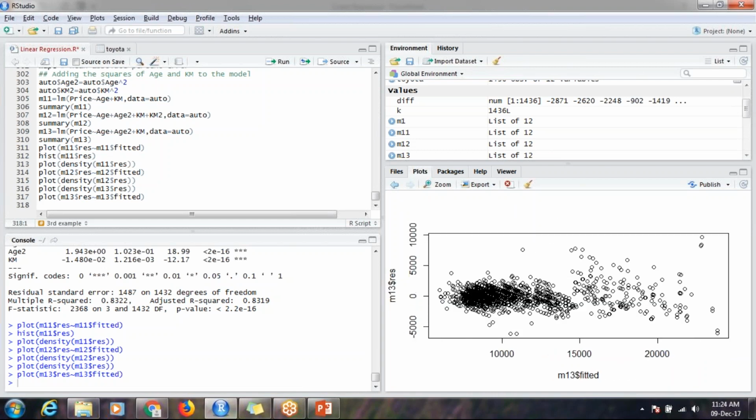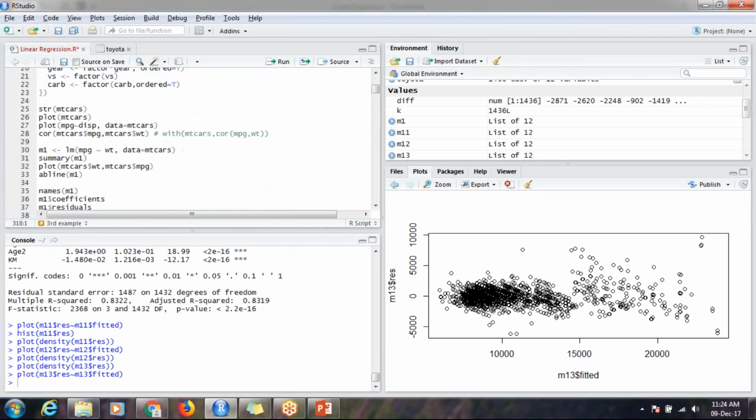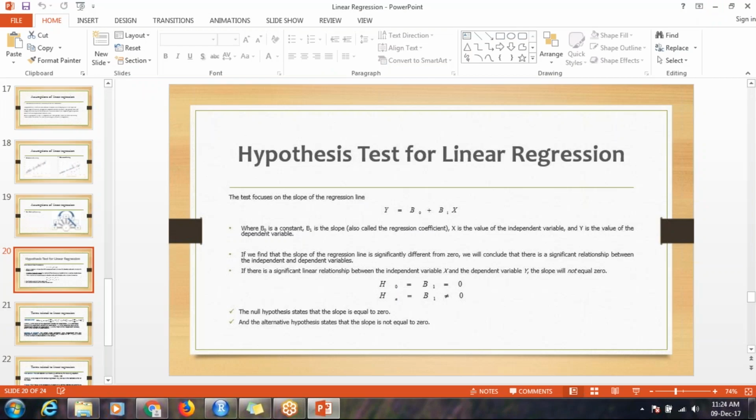A good residual versus fitted plot would be that all the points are spread out randomly, not evenly, randomly. So that is the best graph that you will get for a residual versus fitted. And that actually explains that there is no bias in the model. So this was one of the case studies. Let us go back to the theory and understand a few more things that we have missed out.